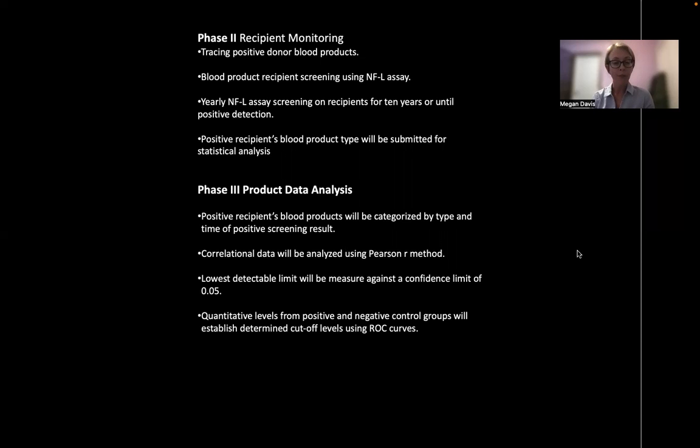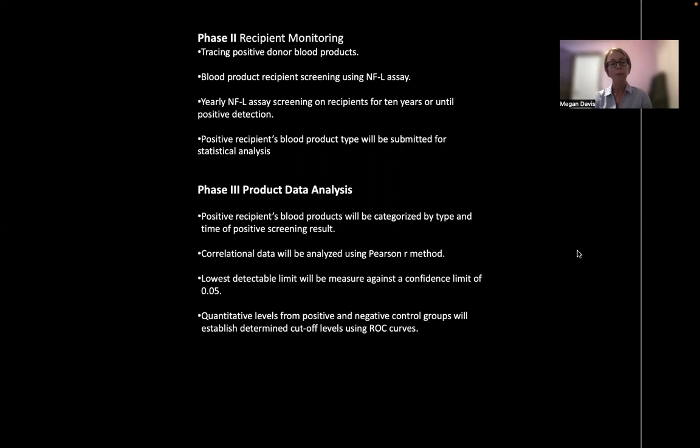For phase 3, the product data analysis, this is where all the information comes together. The specific type of blood product, whether it's leukocyte reduced, non-leukocyte reduced packed cells, platelets, and plasma, they will be categorized as such. And also the time from a positive identification, either at initial screening, 1 to 5 years, or 5 to 10 years. Any correlational data will be analyzed using the Pearson-R method, with the lowest detectable limit rate measured against the confidence limit of 0.05.